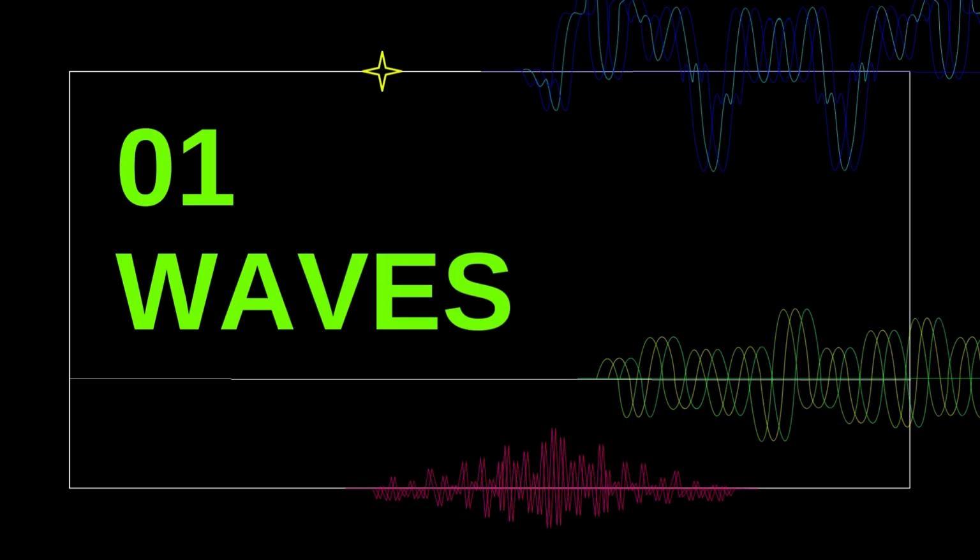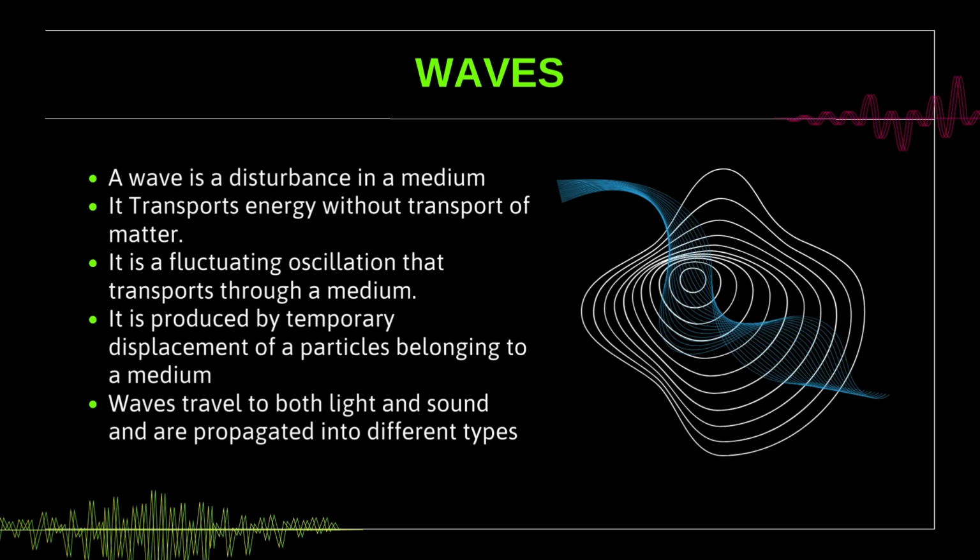The first heading, waves. What are waves? A wave is a disturbance in a medium. It transports energy without the transport of matter. It is a fluctuating oscillation that transports through a medium. It is produced by the temporary displacement of a particle belonging to a medium. Waves travel through both light and sound and are propagated into different types.